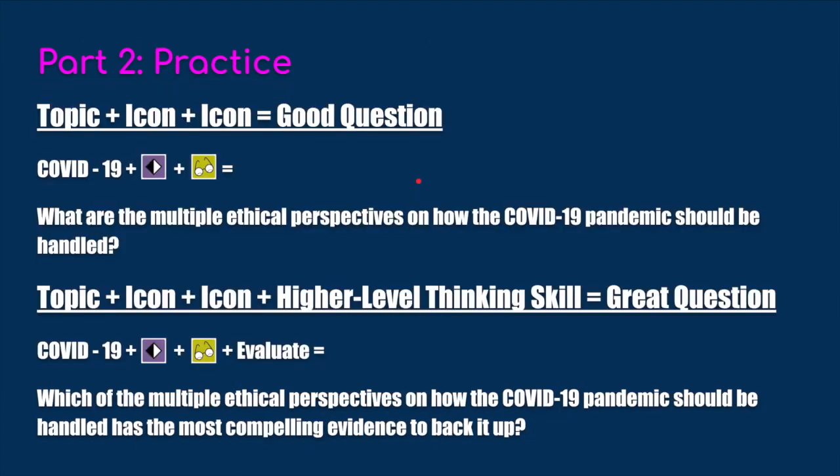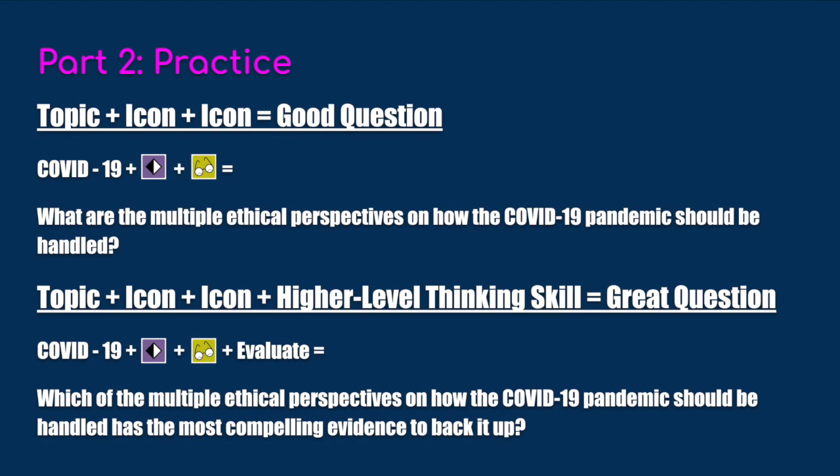The process that you would go through in order to do this is, you've got your topic. I've chosen COVID-19 because it's what's on everybody's minds. Then you combine your topic with two different icons and you come up with a good question: what are the multiple ethical perspectives on how the COVID-19 pandemic should be handled? But if you take your topic, COVID-19, add in a couple of icons, and then add in that higher level thinking skill, whether it's your Blooms, your Costas, or your depth of knowledge, it does not matter, that's when you get to a really great question.